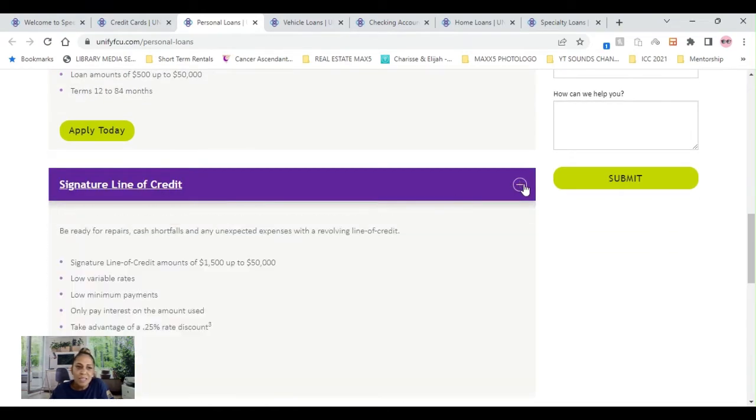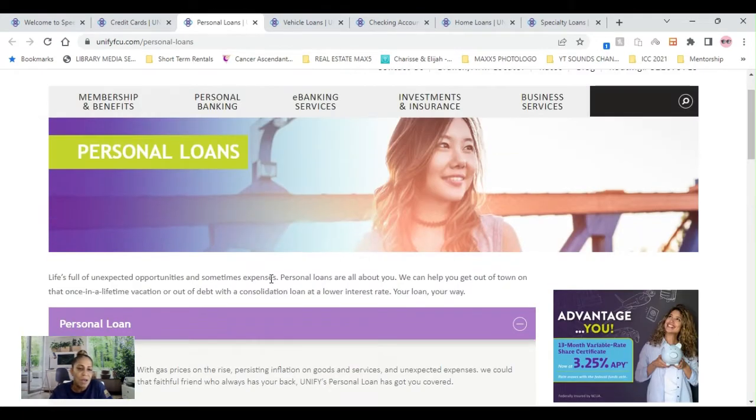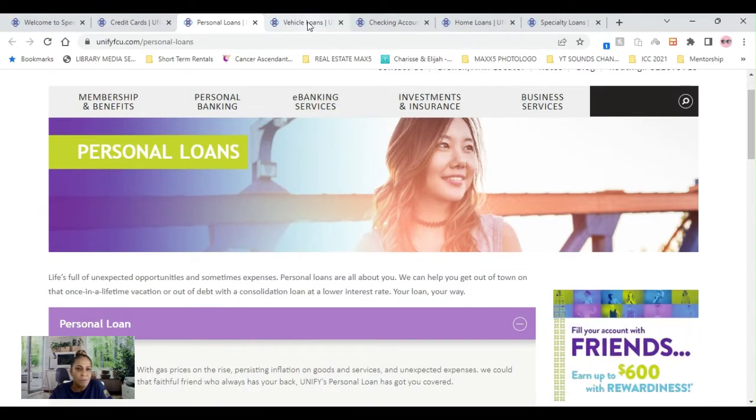And of course, this signature line of credit is amazing. Up to $50,000, low variable rates, low minimum payments, and you only pay interest on the amount used. That's the difference between a fixed loan. You have to start paying interest on that whole amount that you took out in an installment loan. A signature loan is basically they just give you a line of credit. You only take out what you need and you only charge interest on the amount that you actually used. Okay, so that's not bad at all. I think their personal loans are magnificent.